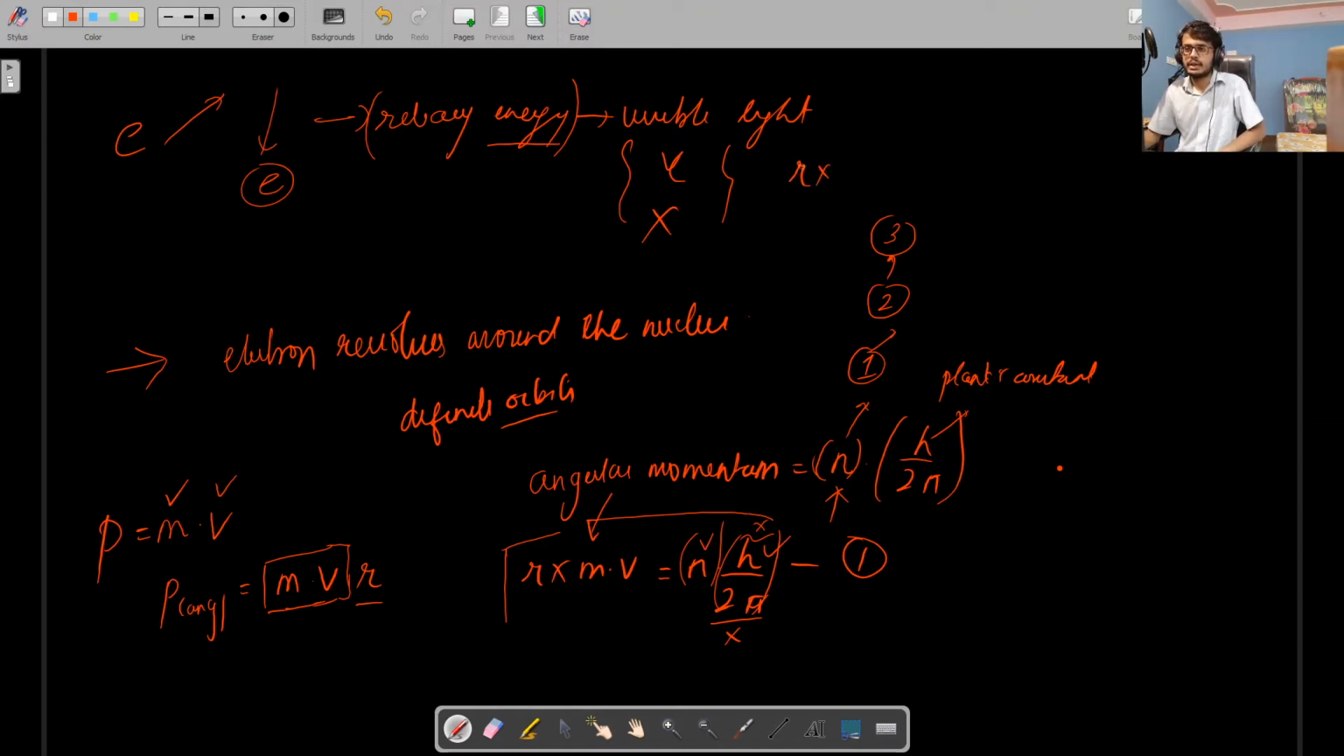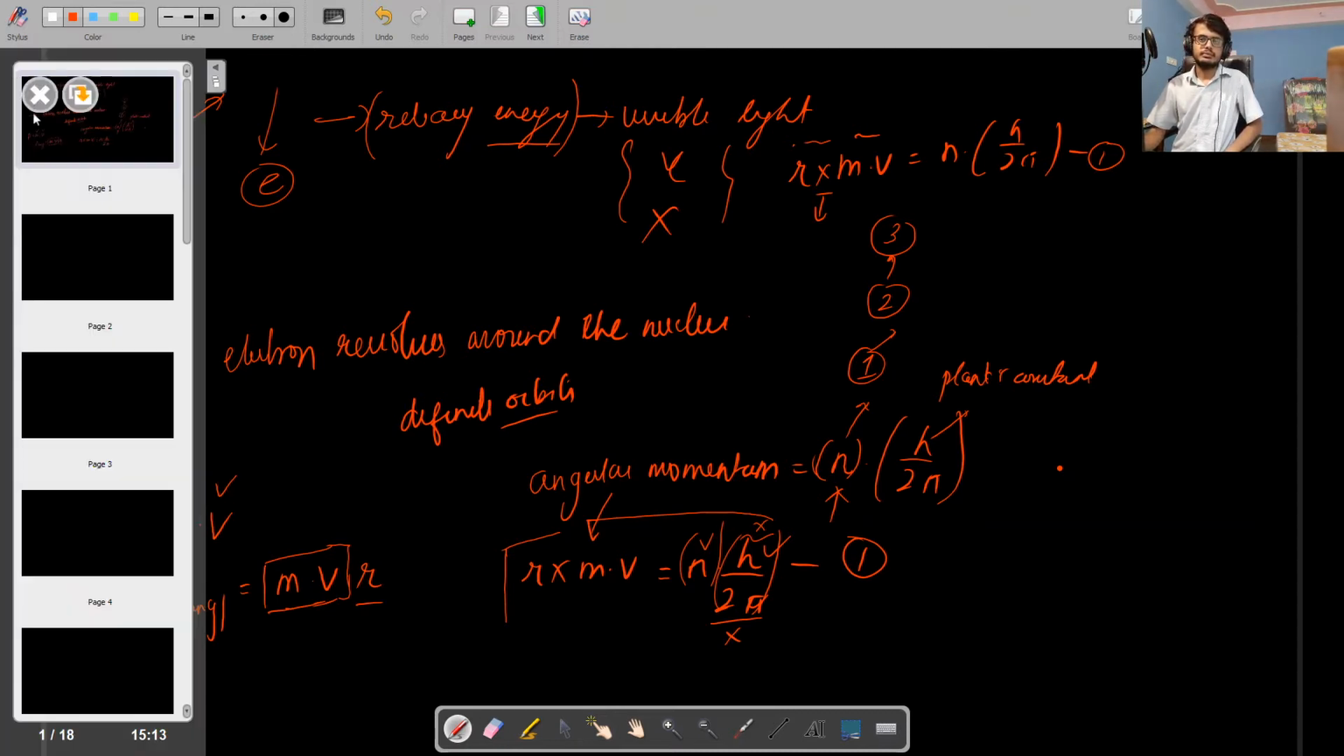r cross m into v equals n into h by 2 pi. This is basically vector multiplication. This is the cross product, unlike the dot product. The cross product is a vector quantity, while the dot product is a scalar quantity. You don't need to worry about this right now. So let's take this as equation 1: r cross m into v equals n times h by 2 pi. Then what do we do next?